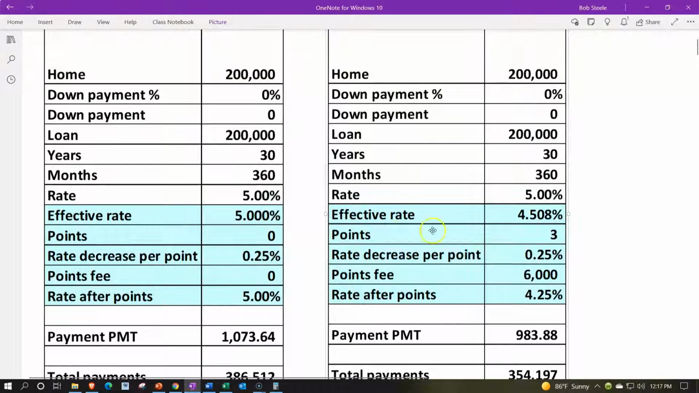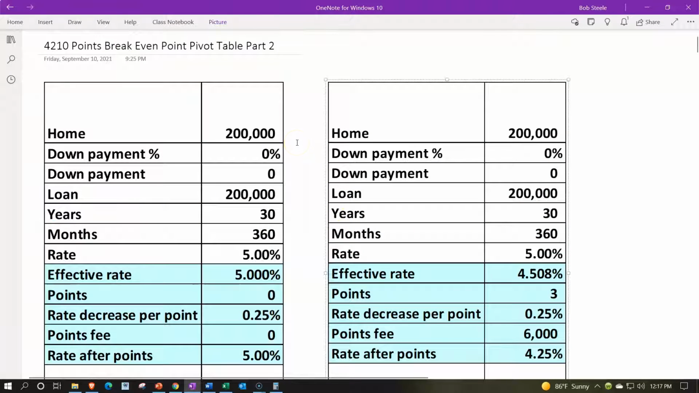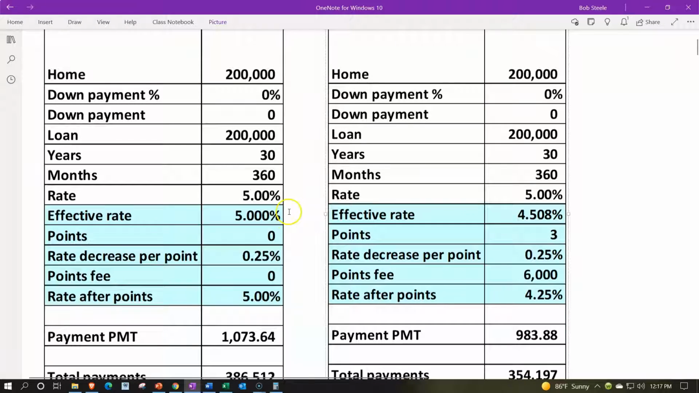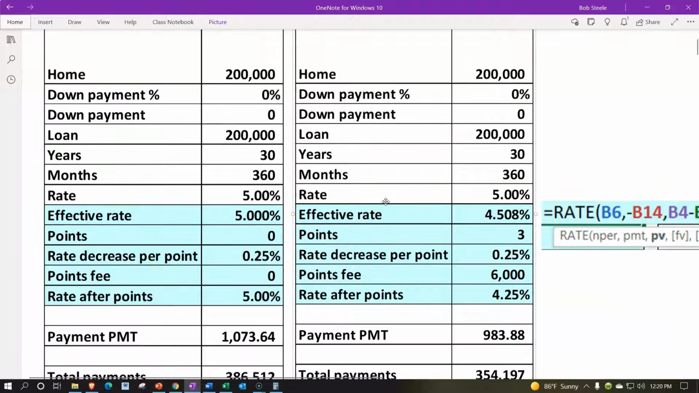So here we have our general information, the 200,000 home. We didn't put anything down just so you could see the loan amount. So we're in essence starting with just a loan of the 200,000. The years are at 30 years, the months 360, 30 times 12. We have the rate starting out at the 5%, and then we're going to be adding the points. If we calculate it without the points, then we have the payment calculation on down below at the 1,073.64. On the right-hand side, we add the points.